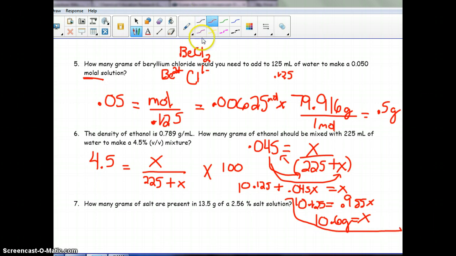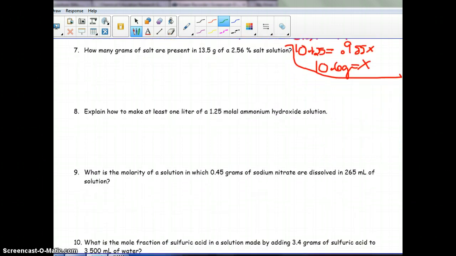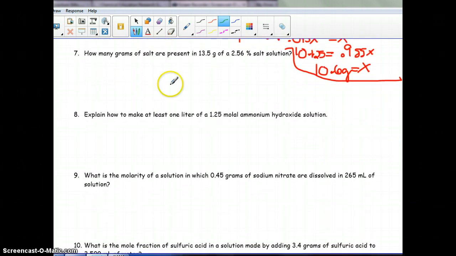I'm going to switch colors here so it doesn't all run together in a minute. All right, so how many grams of salt are present in 13.5 grams of a 2.56% solution? Same thing, we know that this is our percentage here. We know that mass percent is mass of the solute, which we don't know, over the total mass. And it told us our total mass was 13.5 grams. And then that's times 100, right?